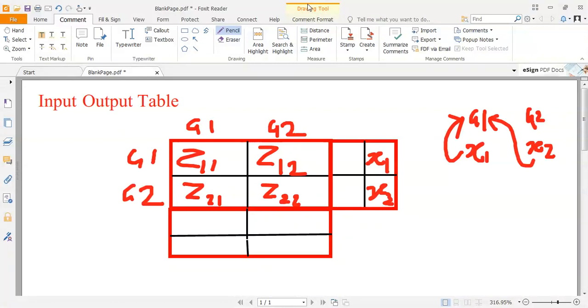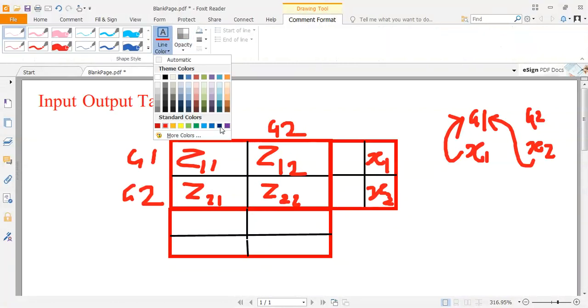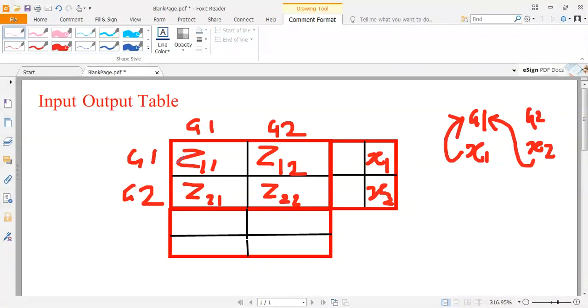So let me use a different color and re-explain this. What I usually do is I move in this direction. So G1 is one sector. G1 is sending Z11 amount of its output to G1 itself. So it's reverting back to its own sector. It's part of that coal that the coal sector produced in order to produce coal again.